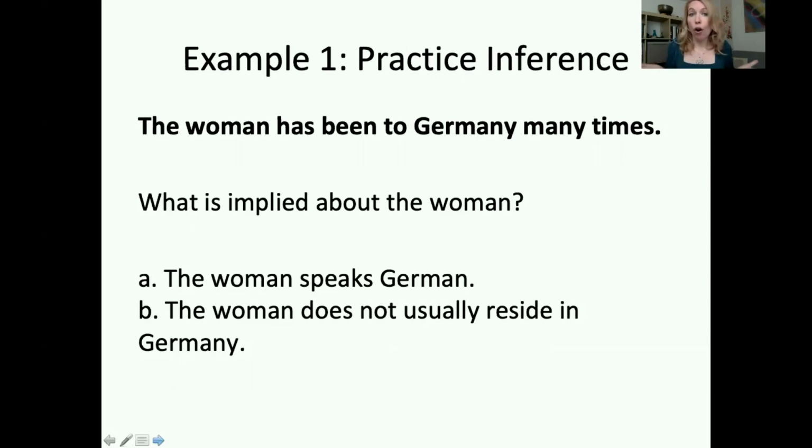Now, we don't know much about the woman. All we know is that she has been to Germany many times, but we can make a logical conclusion based on this. Okay, so we have 2 choices here. A, the woman speaks German. B, the woman does not usually reside in Germany.